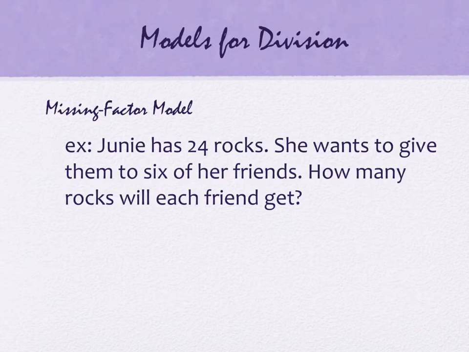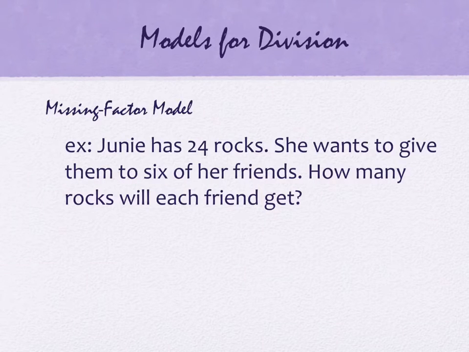The last one is a missing factor model. And again, it's the same word problem. The word problem is that Junie has 24 rocks. She wants to give them again back to her 6 friends. I know I made a variation on the last example, but we're back to the 6 friends. And the question is, how many rocks will each friend get?